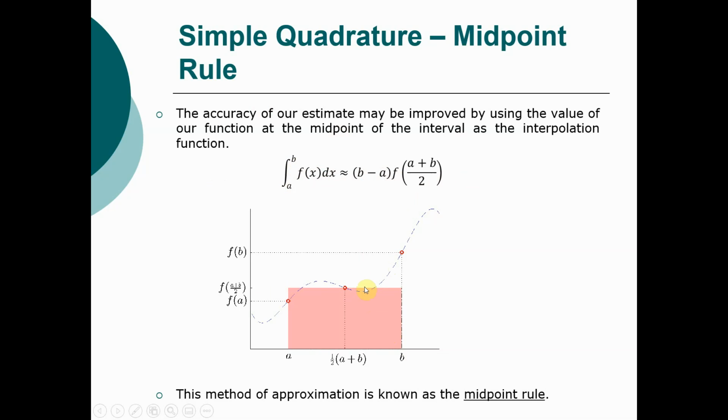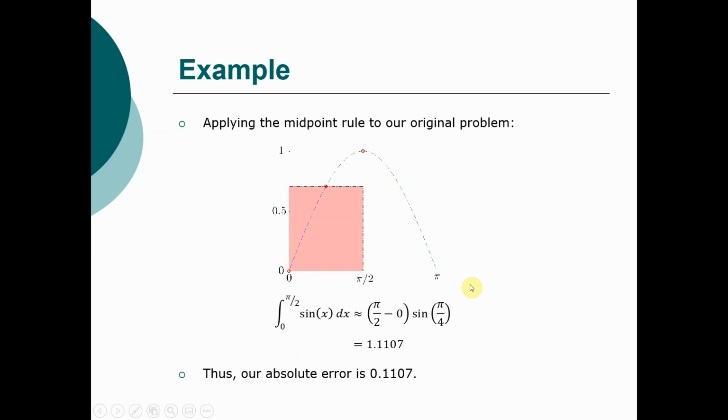Which is basically the area of this pink rectangle. The height is f of (a plus b) over 2, and the width is b minus a. If we apply the midpoint rule to the example that we did earlier, where we calculated the integral of sine of x dx from 0 to pi over 2, we saw that the exact solution was equal to 1.